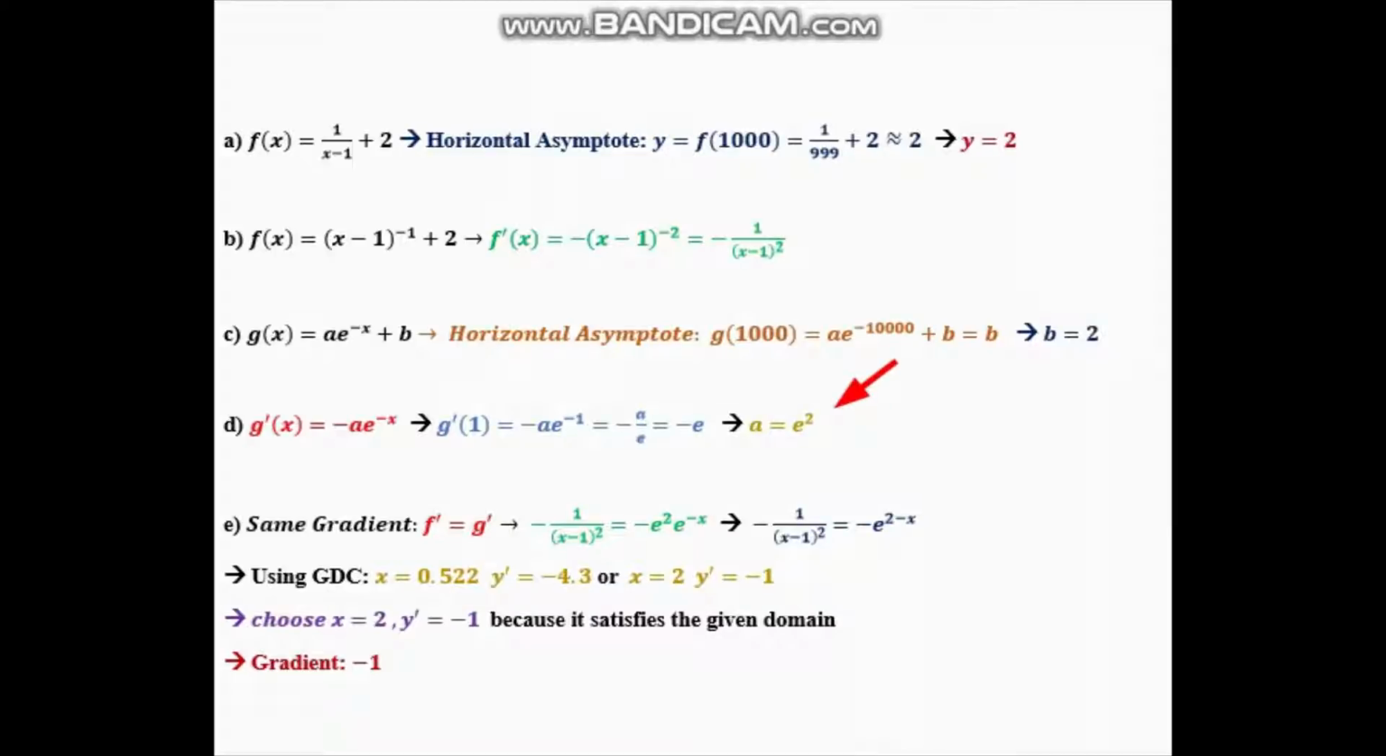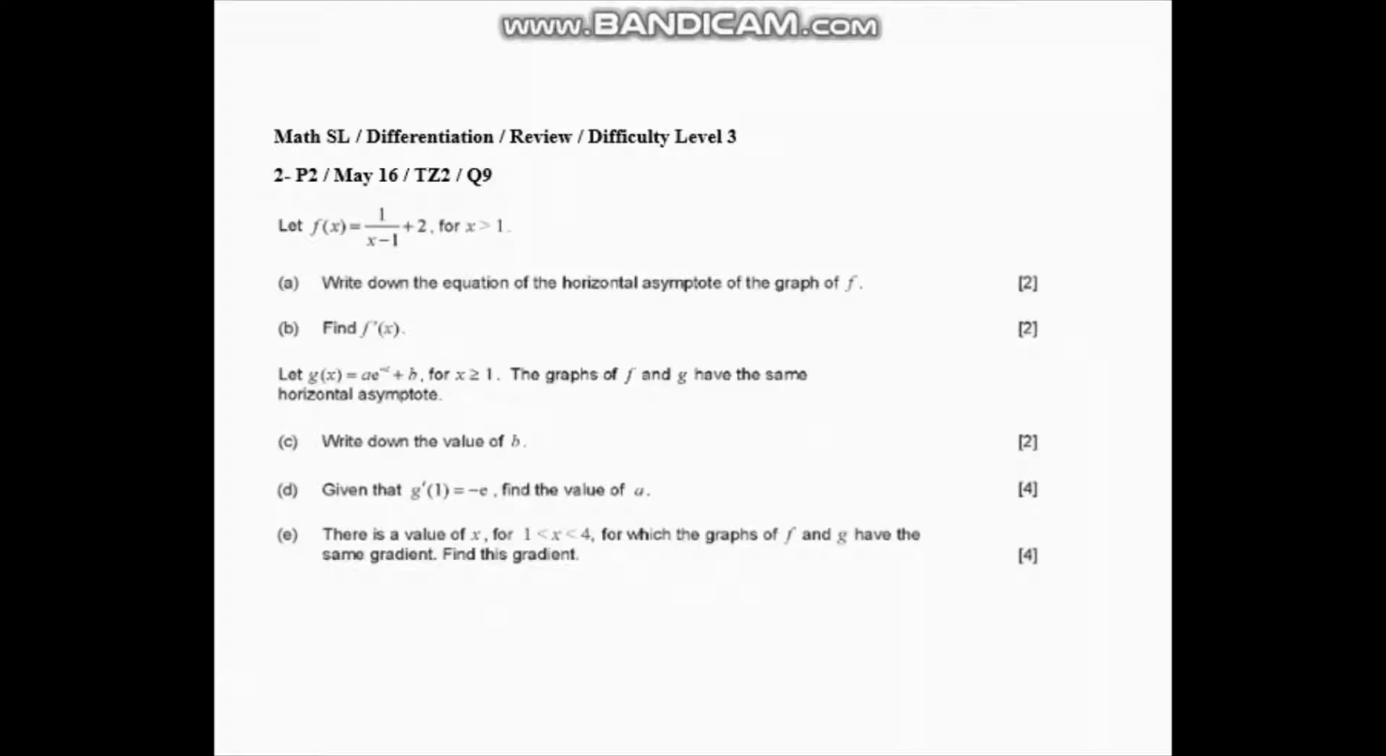So moving on to question E. There is a value of x for 1 less than x less than 4 for which the graphs have the same gradient. Find this gradient. So if they have the same gradient, then I want the value of x that makes f dash and g dash equal to each other. So I'm just going to solve f dash equal g dash.